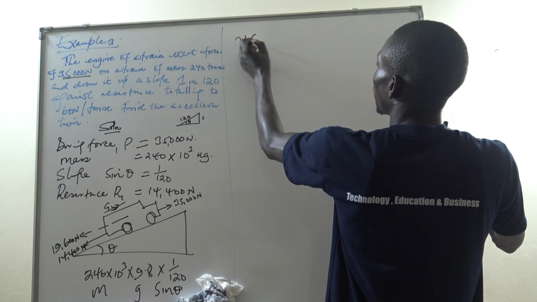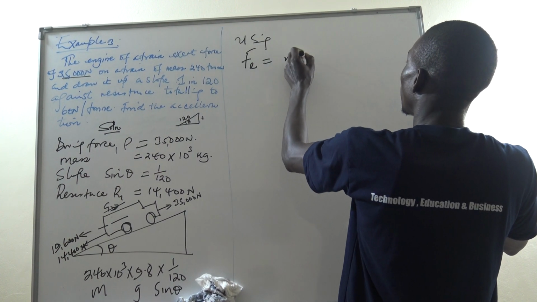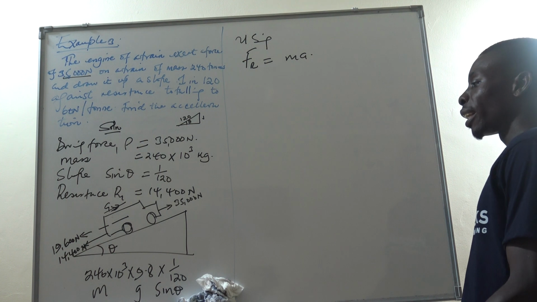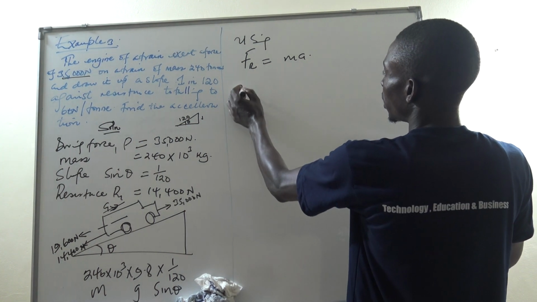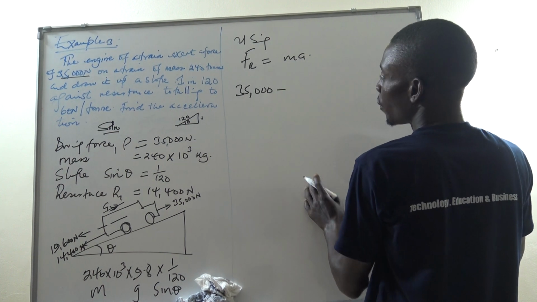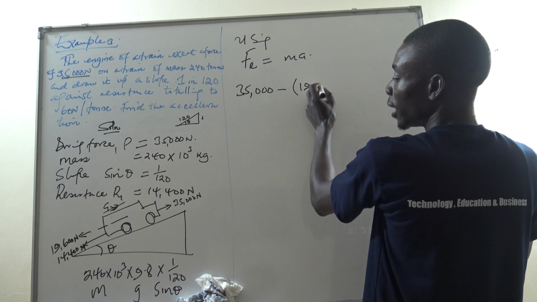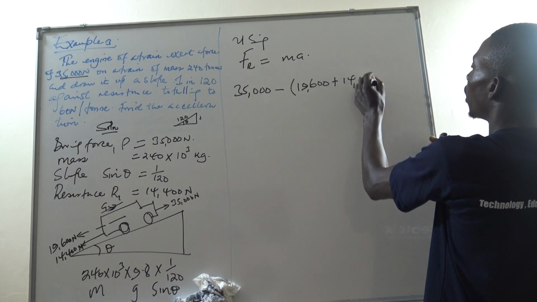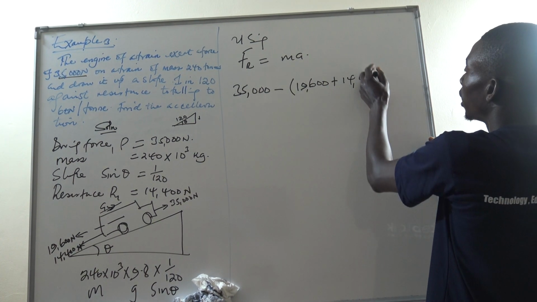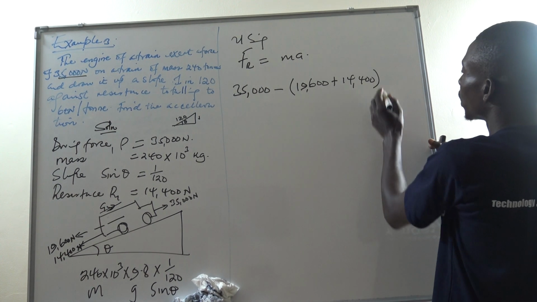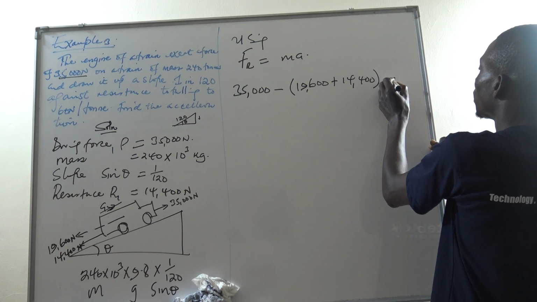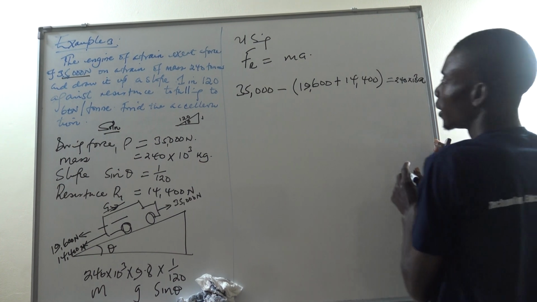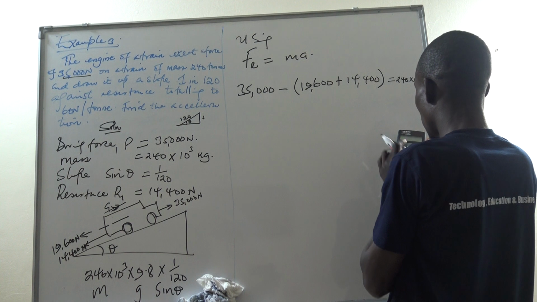So we can now say using F_R equals ma, where F_R is the resultant force, the force in the direction of motion minus the force opposing motion. And the force in the direction of motion in this case is the 35,000 minus the forces opposing motion, which is the 19,600 plus the 14,400, equal to ma, okay? My m is 240 times 10 to the power 3, a. So let's see what is true with this one here.